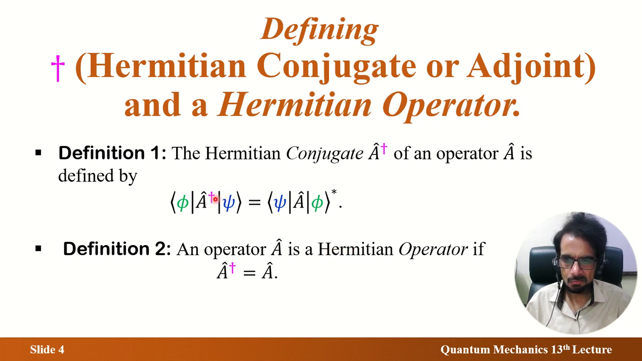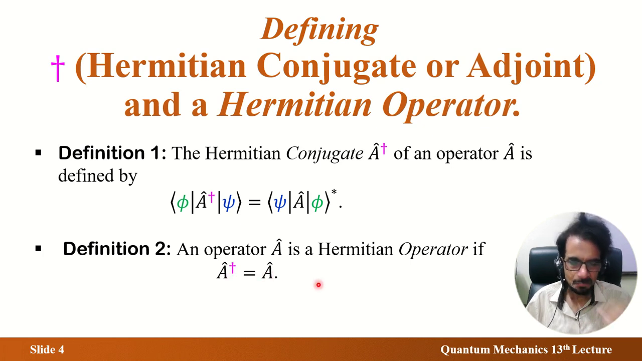Once you have learned it, the rest is simple. If you know dagger, what is Hermitian conjugate, then comes the definition of a Hermitian operator. Be careful. The first definition was of Hermitian conjugate, and now the second is of a Hermitian operator. And the whole difficulty is in the first. If you have learned the first, then the second becomes very simple. Then A dagger is equal to A. In words, you take a Hermitian conjugate and it does not change.